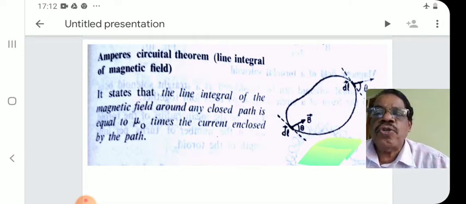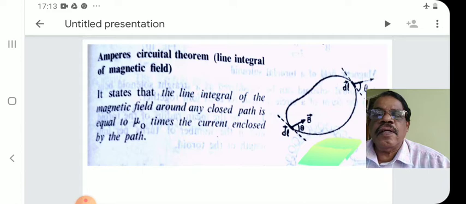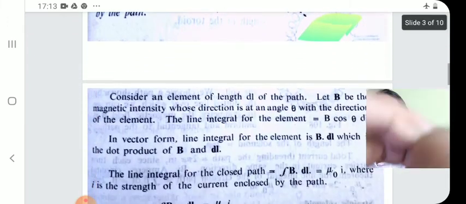In the figure, a path is shown. The field is B. We take a small length dl of the path. We multiply B dot dl, the dot product, or integrate for the complete length. Then we get a line integral B dot dl, and that is equal to mu 0 I. That we are going to see. You see the explanation.